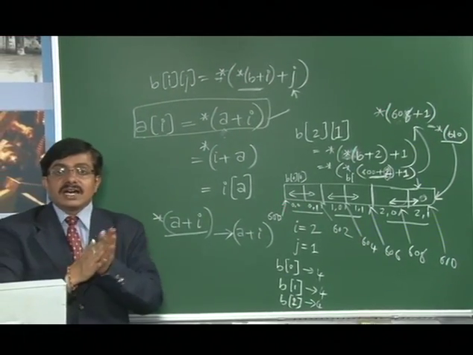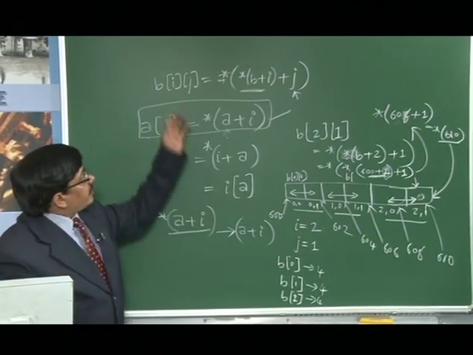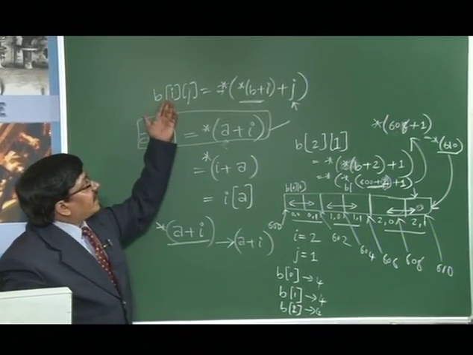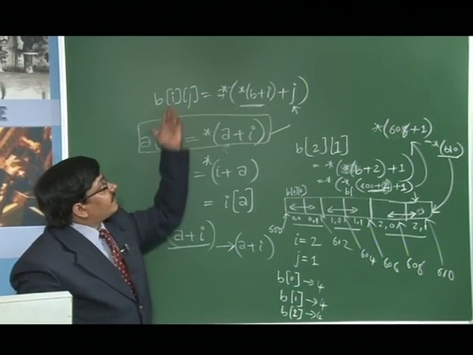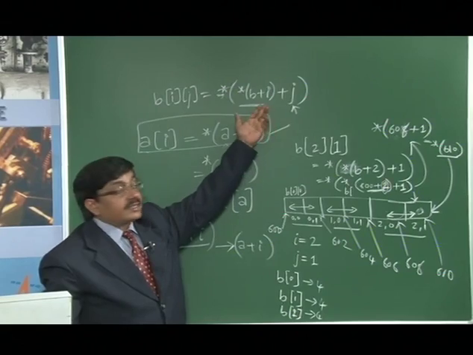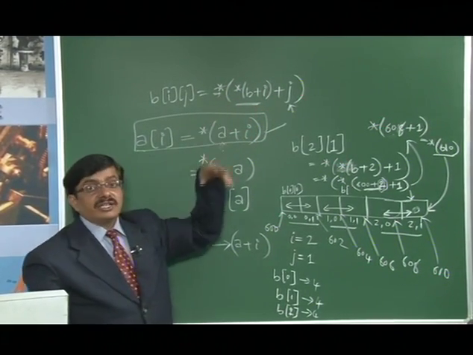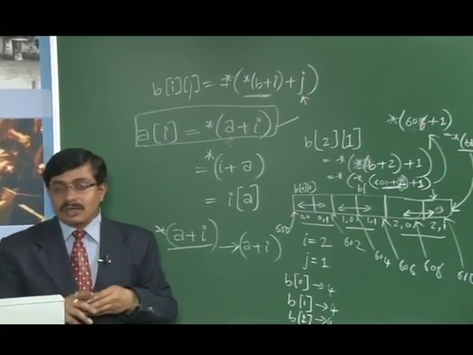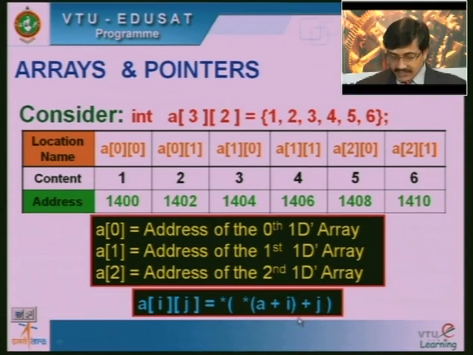Whenever I am using arrays, it means that we are using pointers only. This form is very easy to write, so most programmers prefer writing it this way. But the pointer form is also useful in certain situations, when we pass arrays as parameters to functions. We will see this in some programs later. So we can write a of i j as star of a plus i plus j.